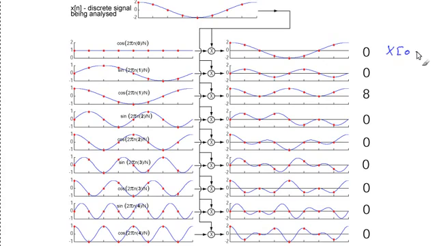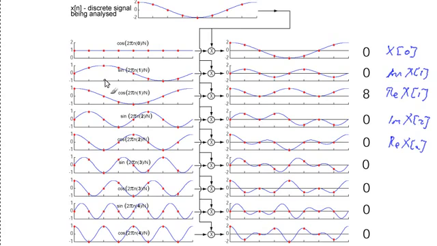My imaginary part of capital X1 will be 0. My real part of capital X1 will be a value of 8. My imaginary part of capital X2 will be 0. My real part of capital X2 will be 0, and so on. I might just rewrite those instead as simple complex numbers.